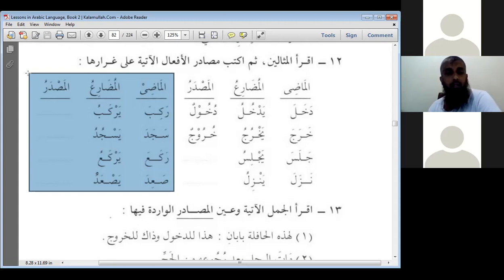Then you have sajada, yasjudu, sujudun. Sajada yasjudu sujudun. Sajada means to make prostration. So he prostrated. Yasjudu, he prostrates, present tense. Sujudun is prostration.